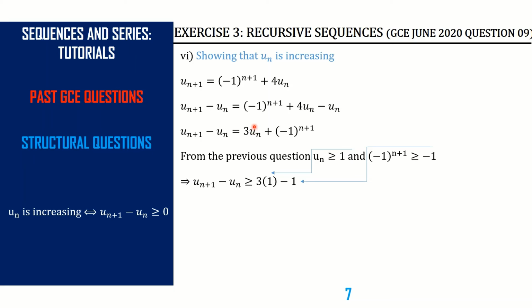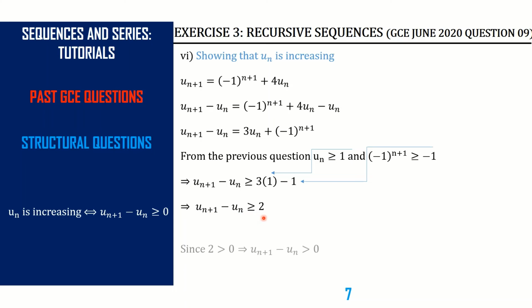So in the place of u of n, I'm going to replace it with 1. Remember, I am changing the equality sign to an inequality sign. That is why I can just replace the upper bounds of these guys. So my 3 remains, my u of n I replace with 1, and negative 1 raised to the power n plus 1, I replace with negative 1. So I simplify, I get u of n plus 1 minus u of n greater than or equal to 2.